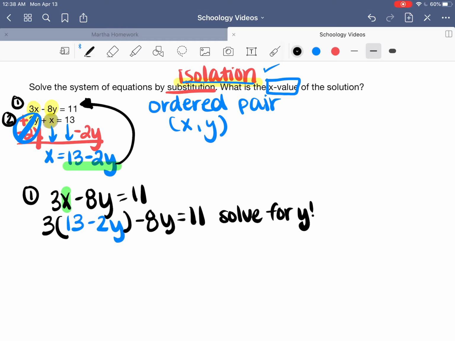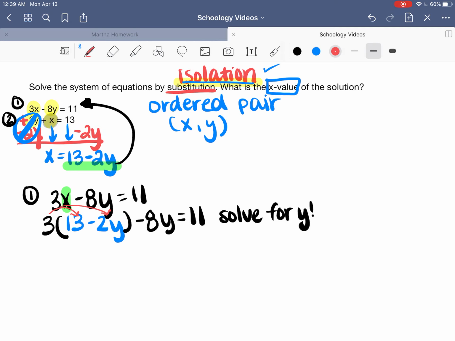So my goal right now is to solve for y, to get the y completely by itself. So now let's go back and solve using our regular solving methods. If we're trying to leave the y by itself, the first thing that we need to do is get rid of parentheses. In front of that parentheses, I got a 3. So you're going to distribute that 3 to everything inside.